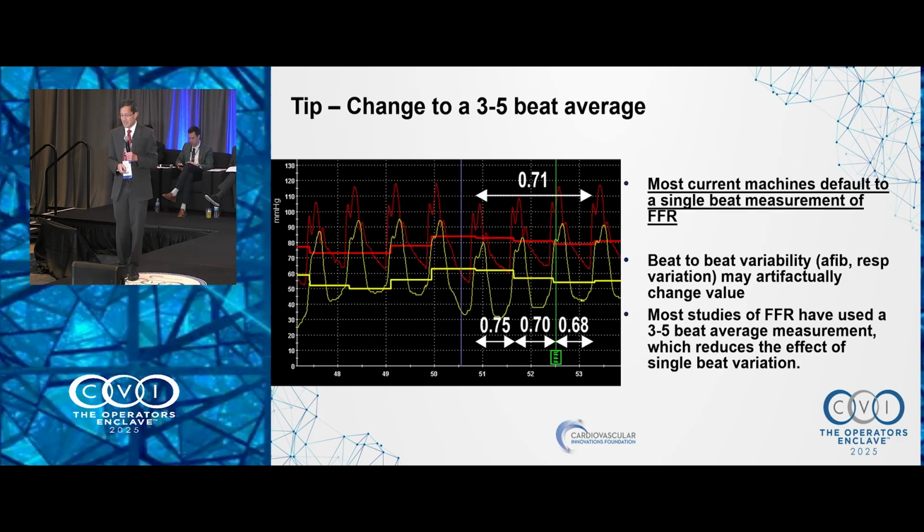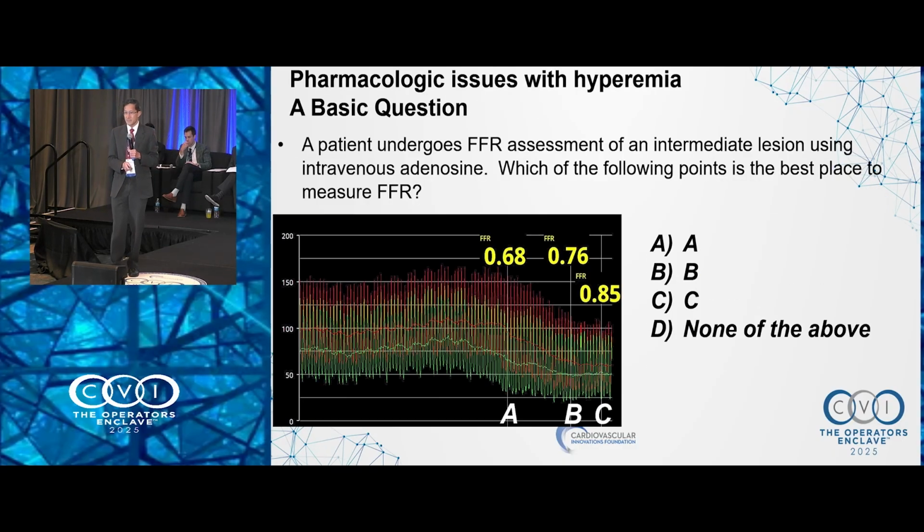So disengage the guide. Another tip is to change your settings to make sure that your FFR is measured as a 3 to 5 beat average. If you don't do this, then you'll have a lot of fluctuations from beat to beat, and the average is better. All of our studies in FFR have used a 3 to 5 beat average measurement, which reduces the effect of this beat-to-beat signal variation.